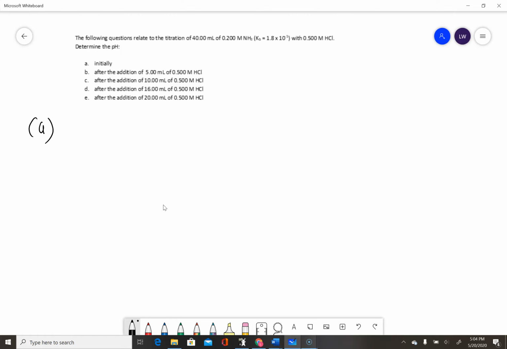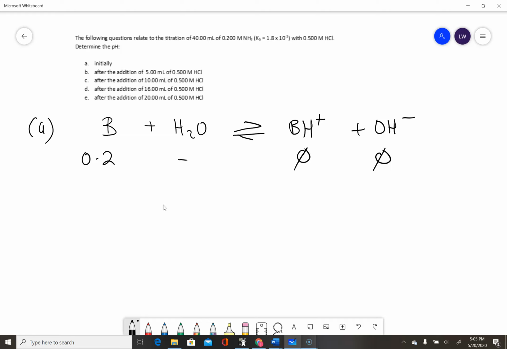So we're going to set up the KB ice table. I'm just going to use B to indicate our base, which in this case is ammonia. Adding water to it is going to bring that into equilibrium with its conjugate acid and the hydroxide ion. Initially, the concentration of this will be 0.2. This is irrelevant. This will be 0. This will be 0. As it comes into equilibrium, the concentration of our base will decrease. We're not interested in what the water does because it's a pure liquid.